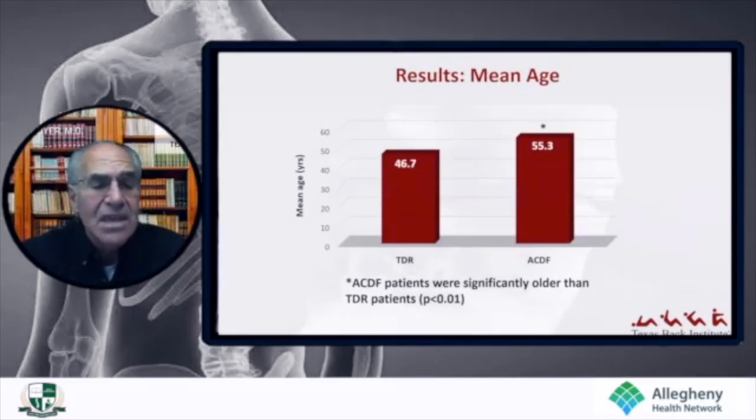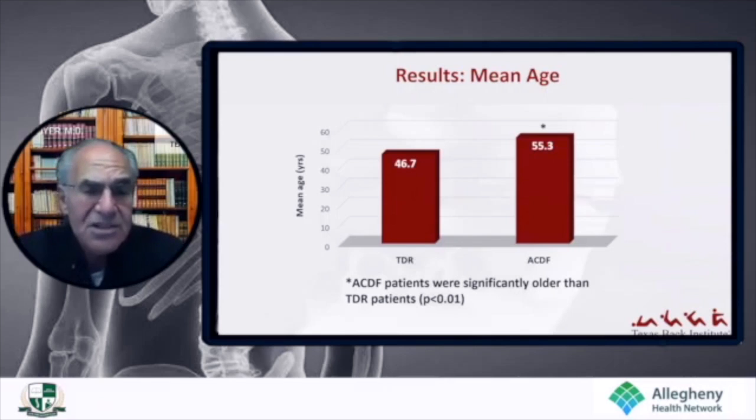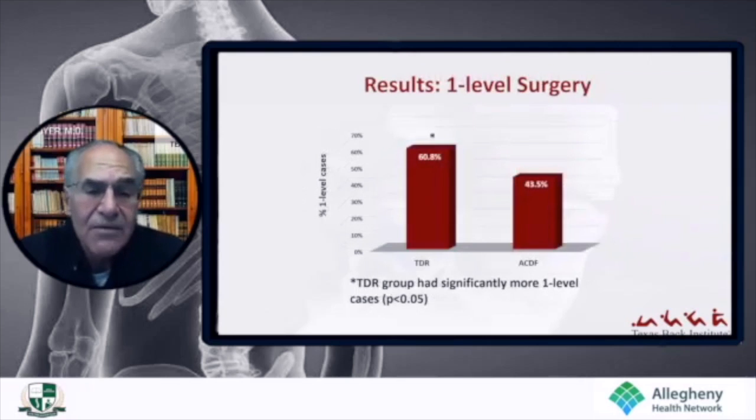If we look at the age differences between the TDR and the ACDF, we see that those that were receiving cervical disc replacement were about 47, and the cervical fusion patients were about 55, and that was statistically significant. And if we look at those that had one level surgery versus those that had more than one level surgery, we see that more of the TDR group was going to have more than one level surgery compared to the fusion patients.